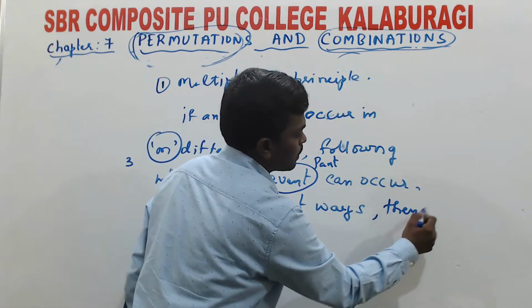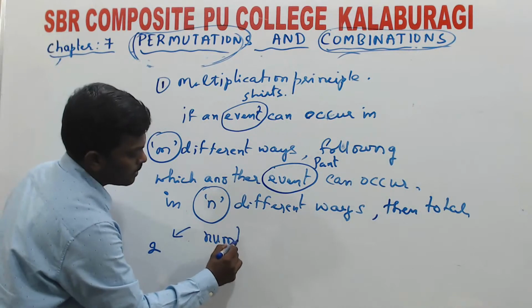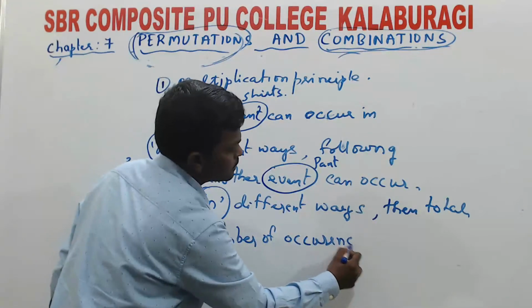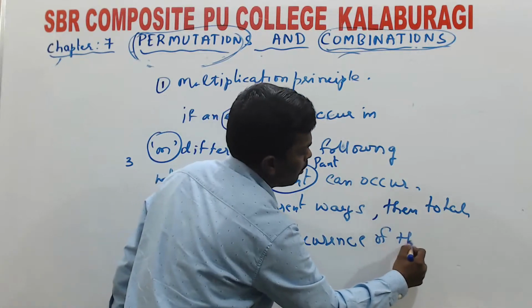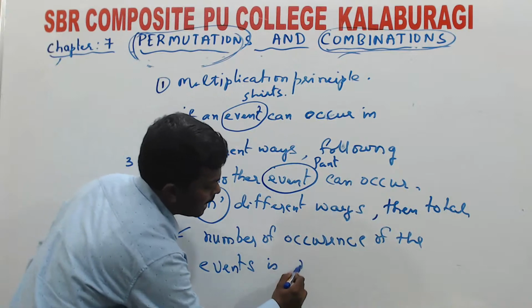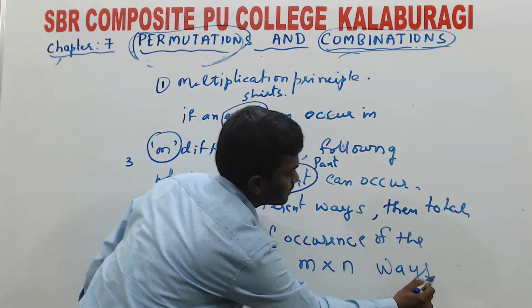Then the total number of occurrences of the events is m into n ways.